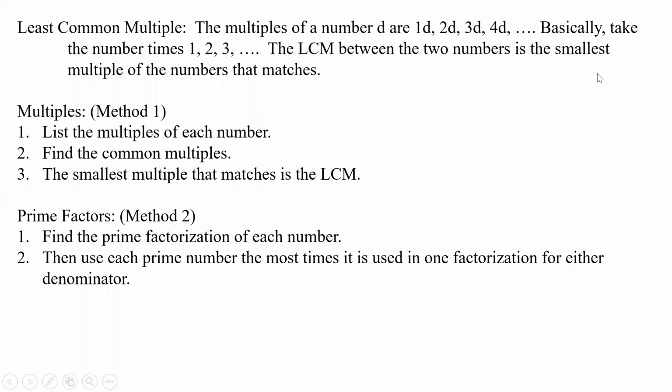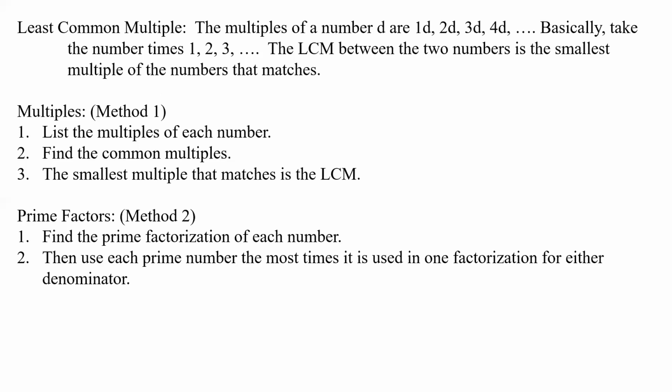All right, so now we're going to look at two different methods to find the least common denominator or least common multiple. The multiples of a number d are just 1 times d, 2 times d, 3 times d, 4 times d, and so on. So we're taking the number times 1, 2, 3, 4, 5. The LCM between two numbers is the smallest multiple of the numbers that matches.